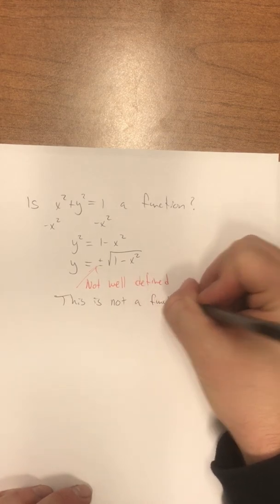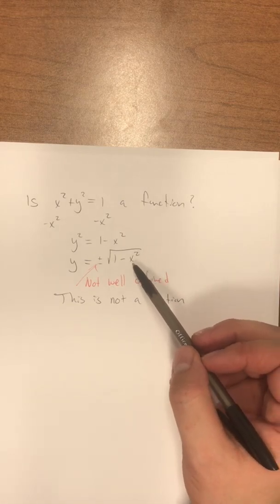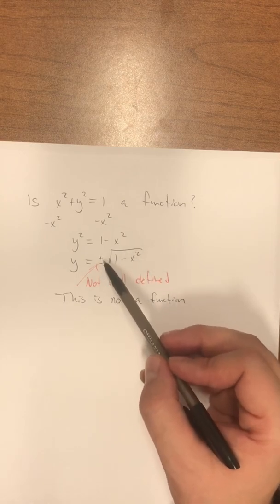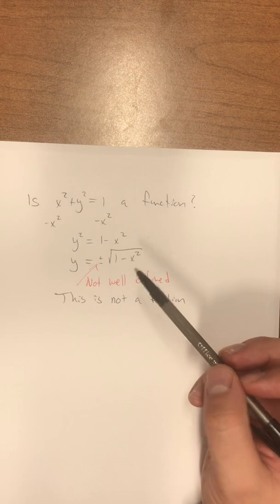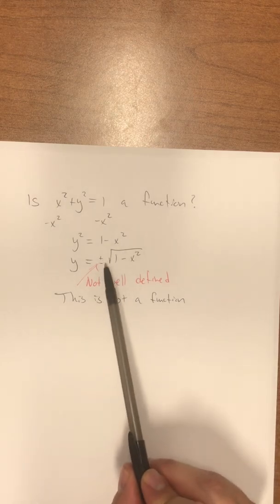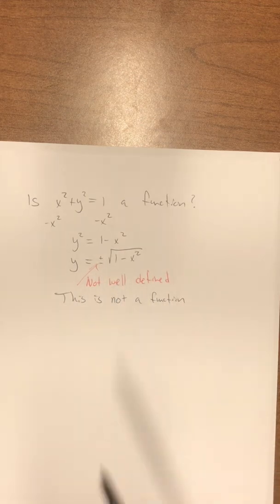So for example, if we chose a valid input and plugged that into this relation, we'd get plus or minus the y value. In order for a function to fit the definition, for a single valid input there has to be a single possible output. In this case, there's going to be more than one possible output, which means this is not a function.